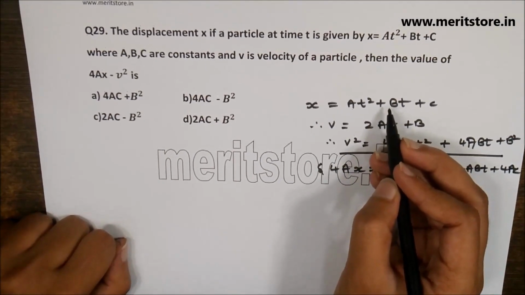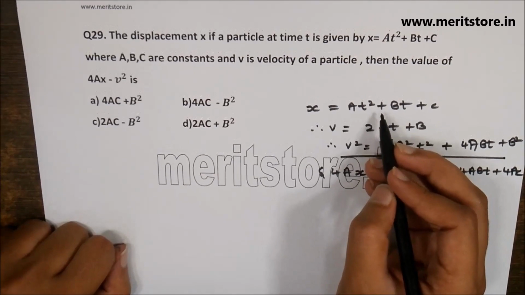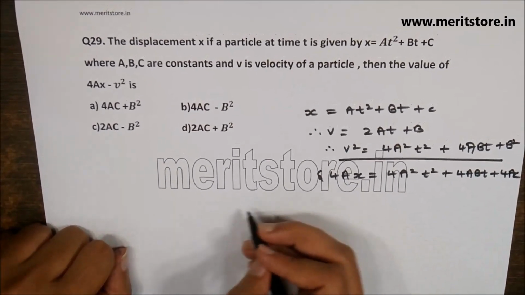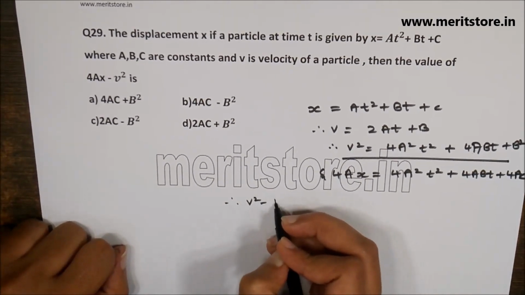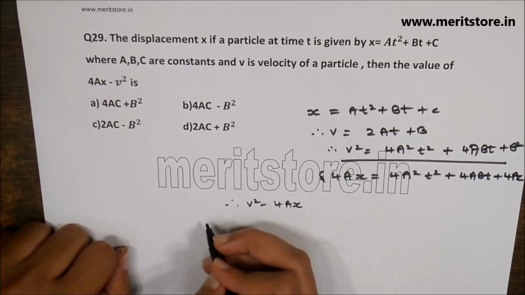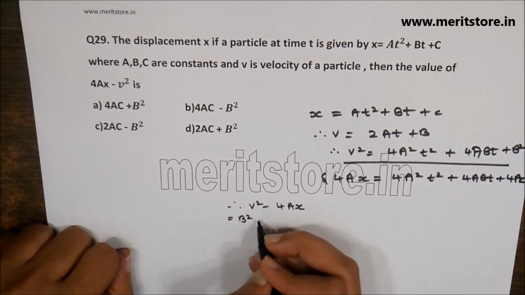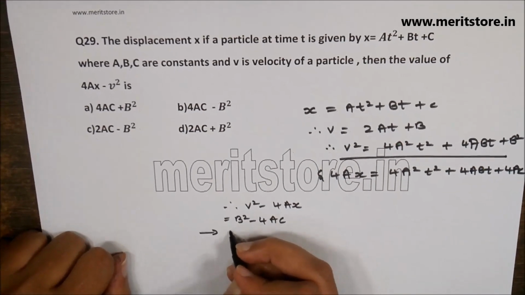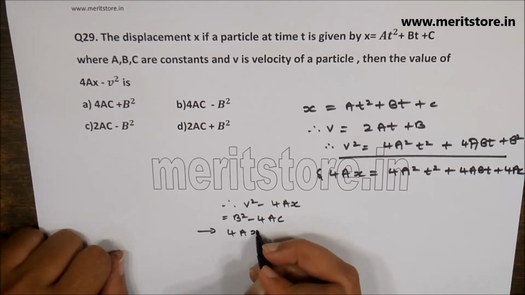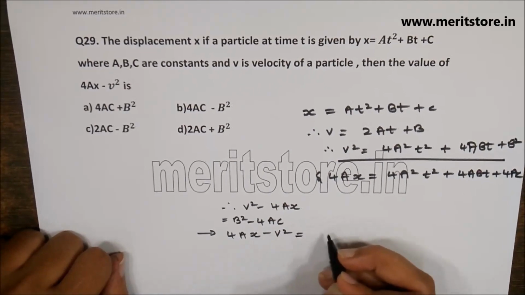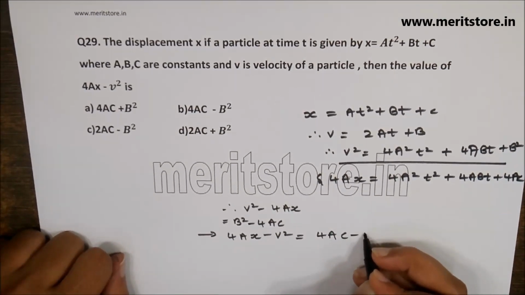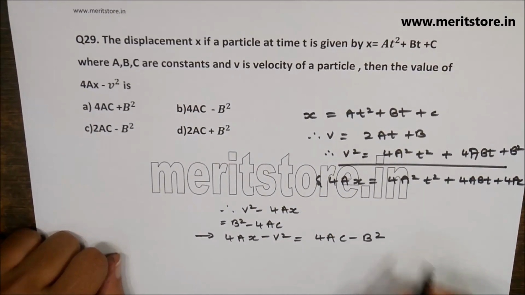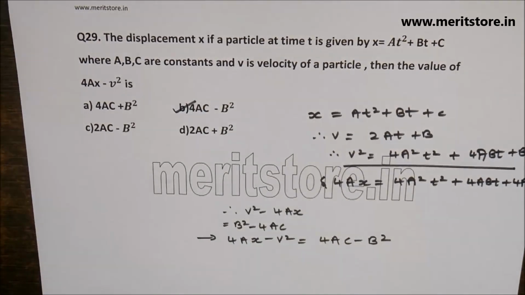Multiplying this equation with 4a, we get this equation. Now v square minus 4ax is equal to b square minus 4ac, which means 4ax minus v square is equal to 4ac minus b square. So option B is the correct option.